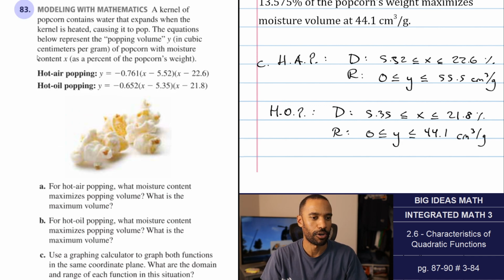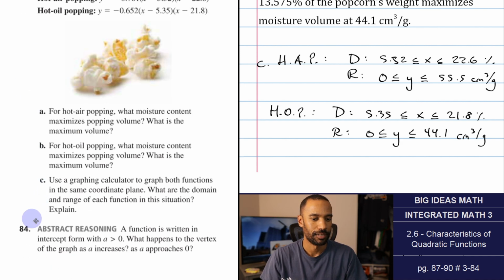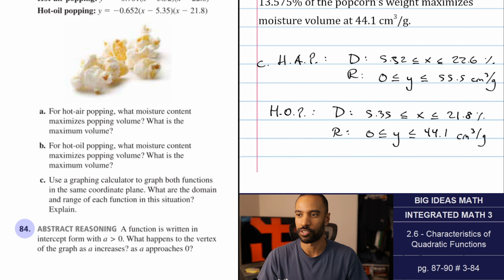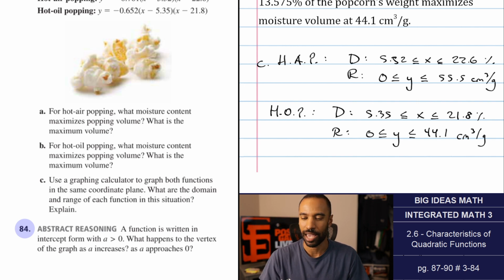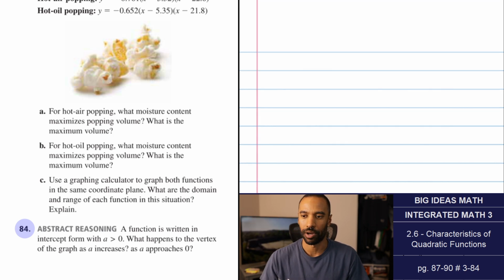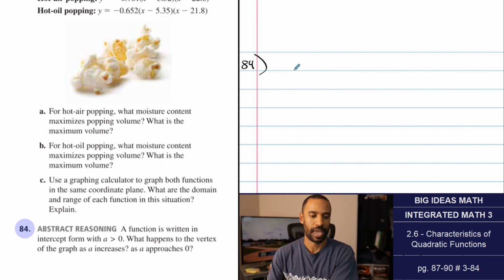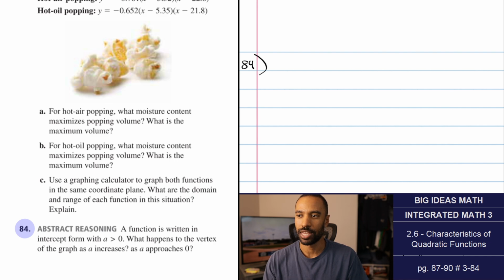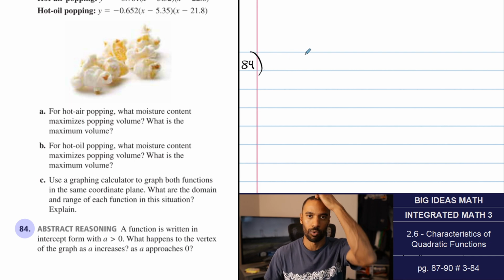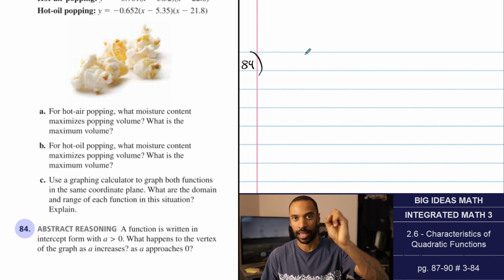Number 84, final one. A function is written in intercept form with a greater than 0. What happens to the vertex of the graph as a increases, as a approaches 0? So here's the thing, guys. Remember, in vertex form, we have a fixed vertex. Doesn't matter if your stretch factor is 10 or 1, your vertex is still at that vertex.